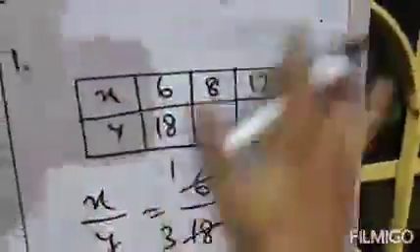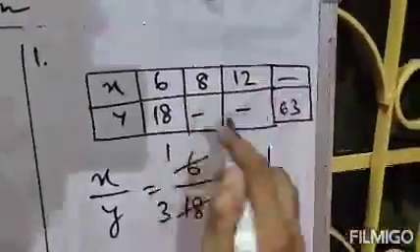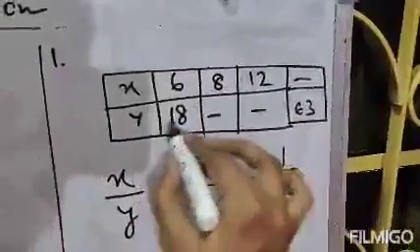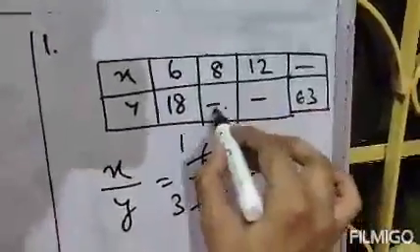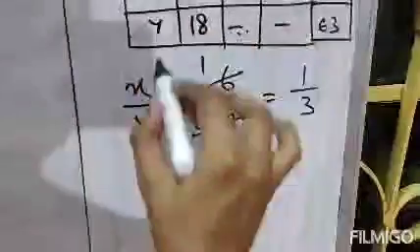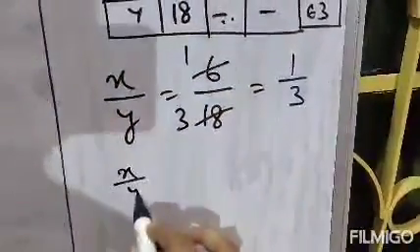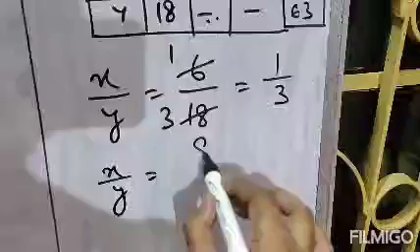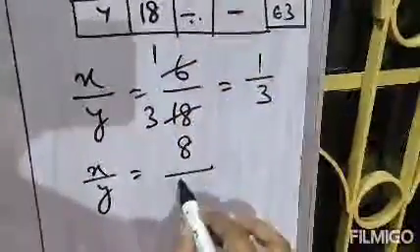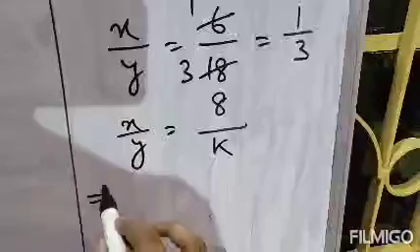Now next. Suppose this is the blank. So let the value of y be k. That means x by y, x is 8 and y is, let it be k. Clear? So find out the value of k.